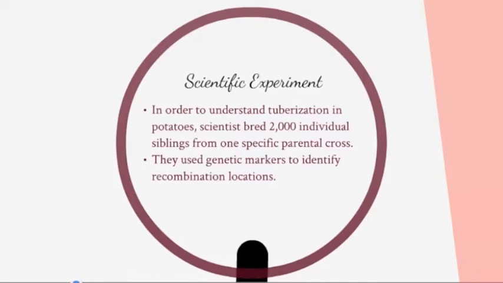In order to understand tuberization in potatoes, scientists bred 2,000 individual siblings from one specific parental cross. They used genetic markers to identify recombination locations in these potatoes.